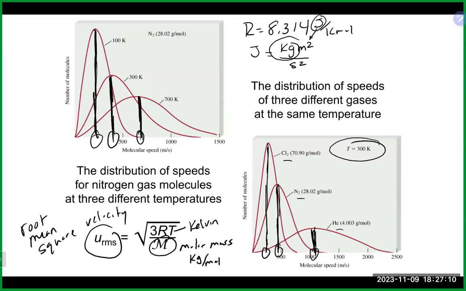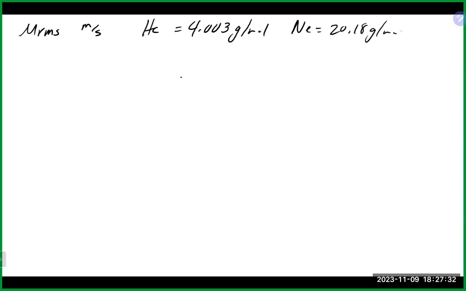Let's do: what is the root mean square velocity in meters per second of helium, which was 4.003 grams per mole, and neon, which was 20.18 grams per mole. And we'll do it with the square root of 3RT over the molar mass.